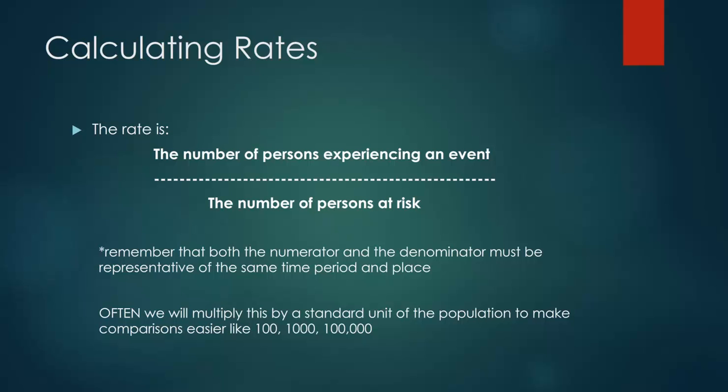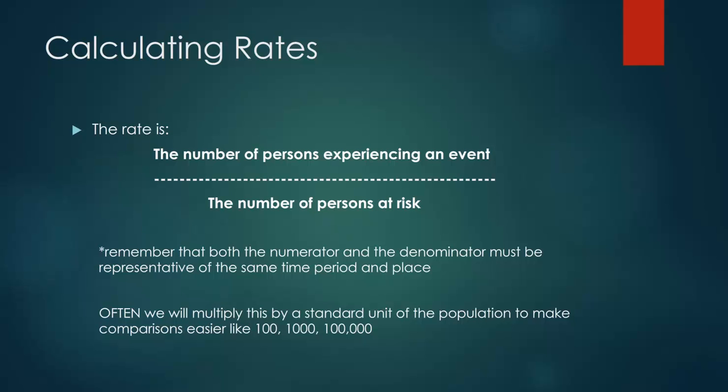So, how do we calculate the rates? You calculate a rate by taking the number of persons experiencing an event, such as hepatitis A, hospitalization, death, or birth, and dividing that number by the number of persons at risk of experiencing that condition. Remember, the persons at risk refers to the people in the total population to whom the event or health condition we're studying could have happened.